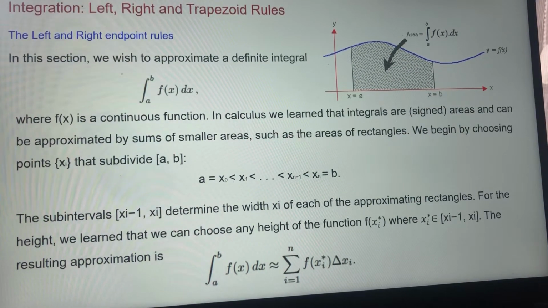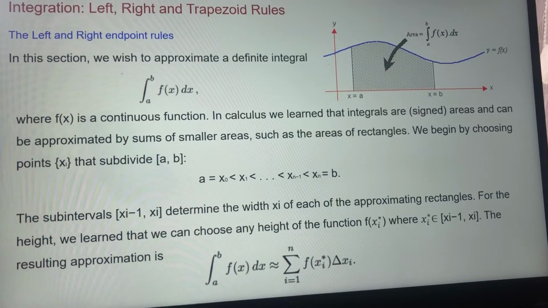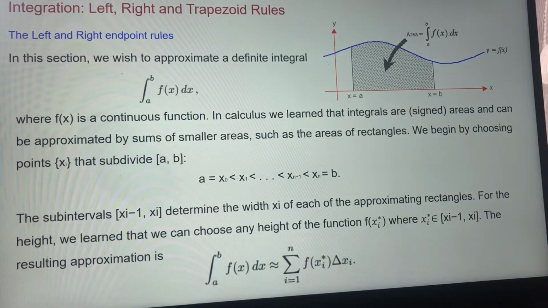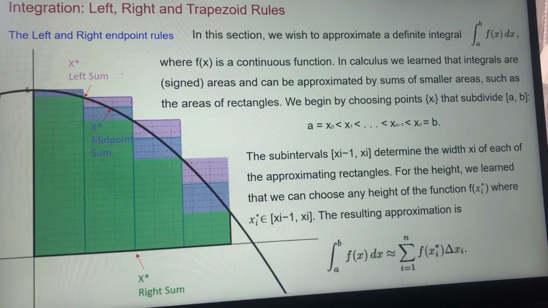So in here the difference of the methods comes from how you choose this height. The base is the same. It will depend on how many pieces you divide from A to B. The base is like that. But for the height, you can divide this area into different shapes. Once we are talking about integrals, we have 3 very straightforward choices to find the height. And these are going to come as left sum, right sum, and midpoint sum.